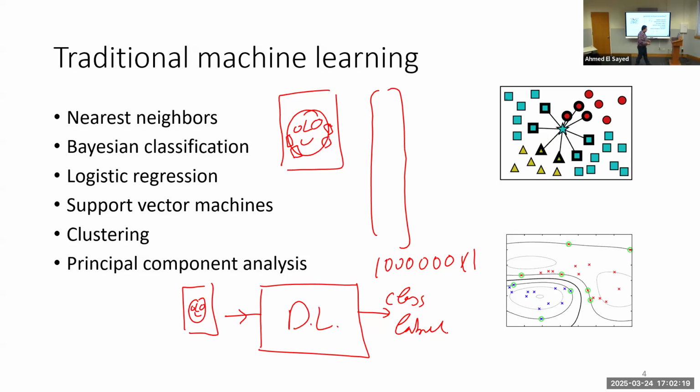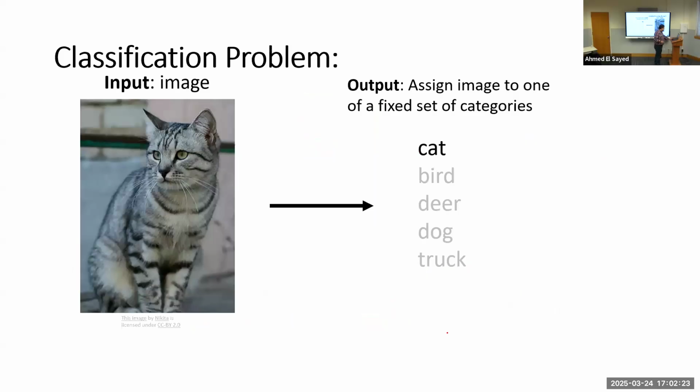Okay? To understand this, let's start by understanding the challenges we have in those problems. So this is a simple image of a cat. In this case, we are trying to solve a problem we call a classification problem.